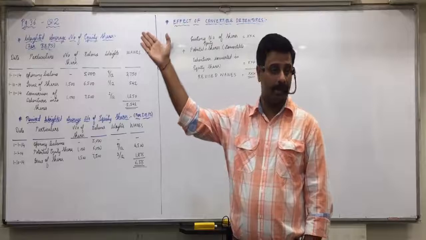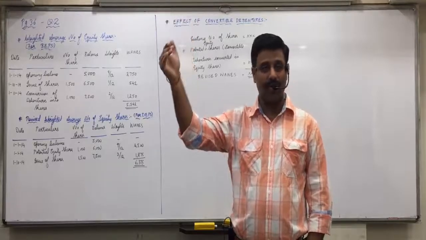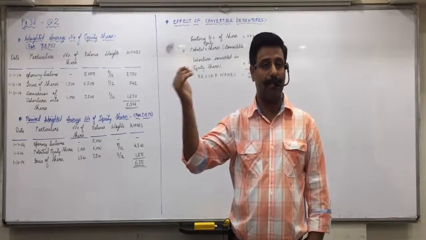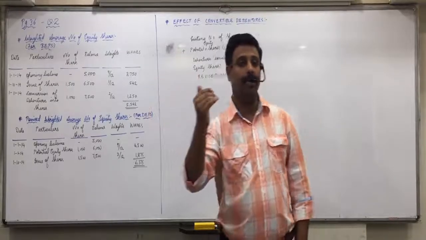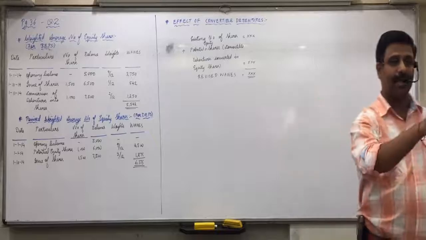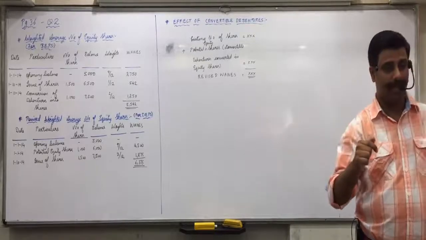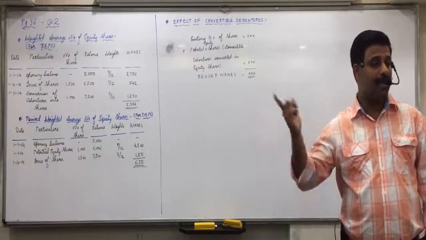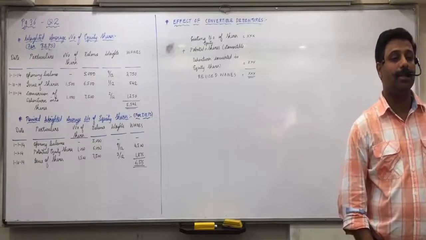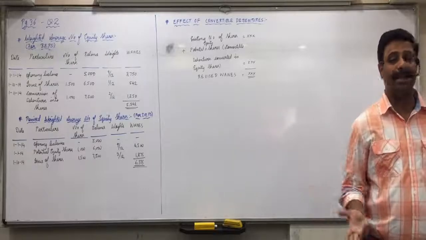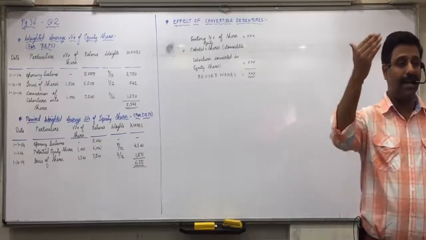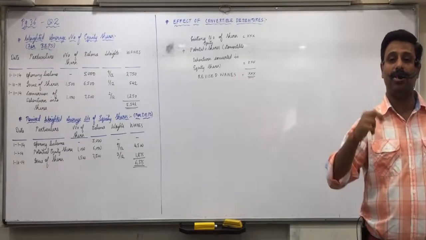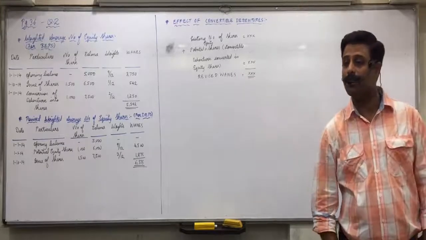Let us start from the beginning. Sales minus cost of goods sold, gross profit. Gross profit minus operating expenses, PBIT. Profit before interest and tax minus interest, PBT. Now this interest we don't have to pay in future because debentures get converted into equity shares. So from PBIT we don't have to subtract interest. PBIT itself becomes PBT. Will the profits available for equity shareholders also increase in future or not?